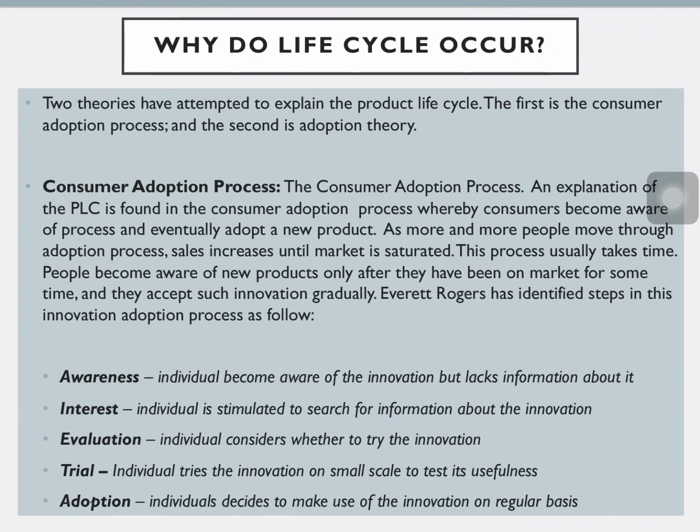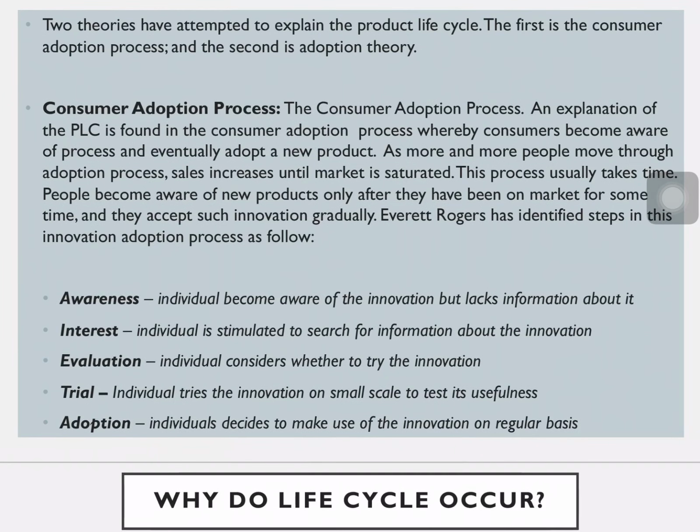People become more aware of a new product only after it has been on the market for some time, and they accept such innovation gradually. Rogers has identified the steps in the innovation process. The first step is awareness, then interest, evaluation, trial, and adoption. Awareness means the individual becomes aware of the innovation but lacks information about it.